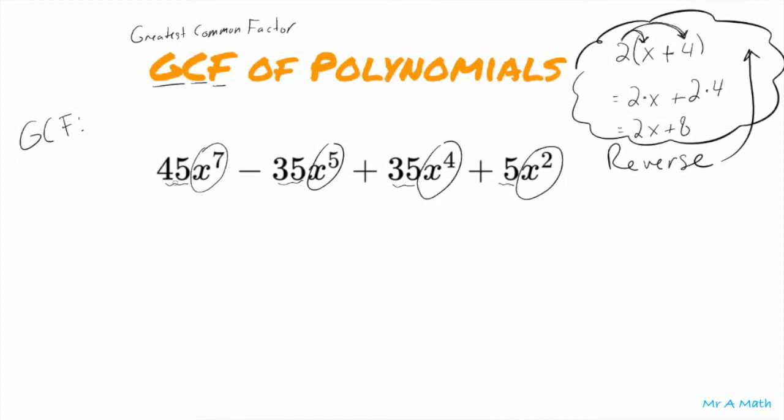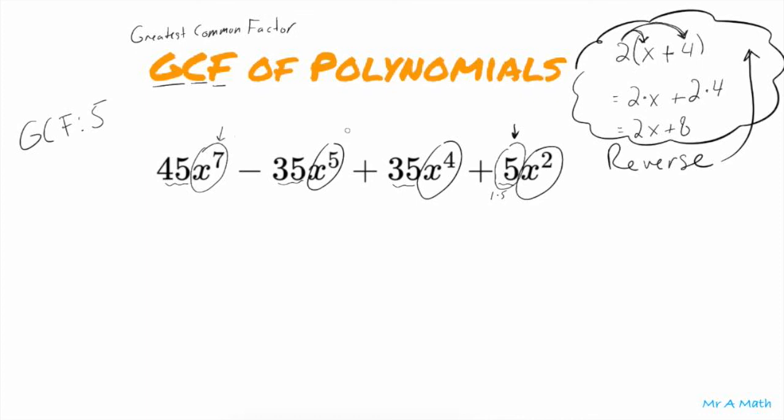And so I need to figure out what the number GCF is going to be. So what's the greatest common factor of 45, negative 35, 35, and 5? Well, I may recognize that all of these are multiples of 5. And it can't be bigger than 5, because this number right here, 5, it has to be a factor of 5. And the only factors of 5 are 1 and 5. So thankfully 5 fits into all of these. So we know that 5 is going to be a GCF.